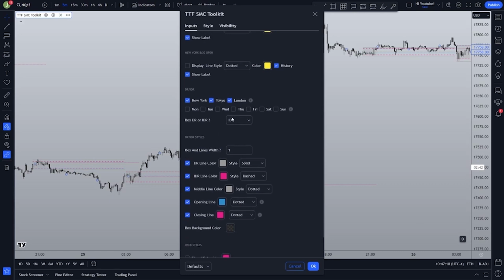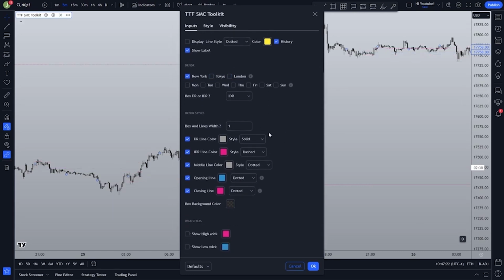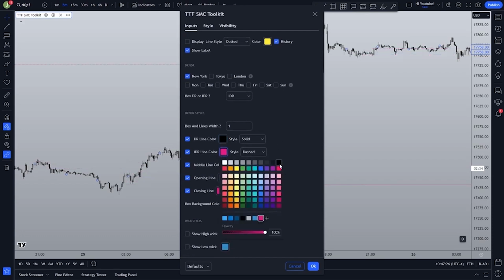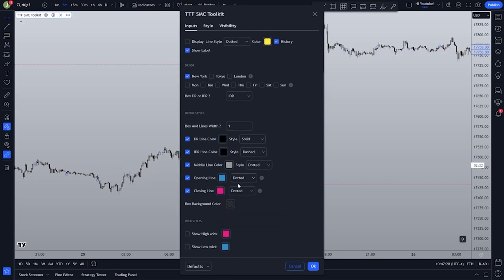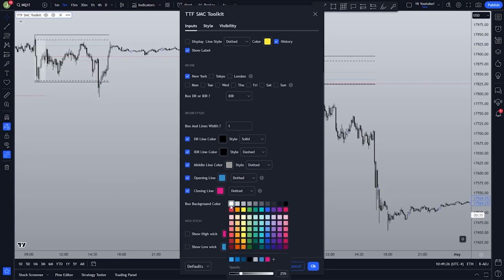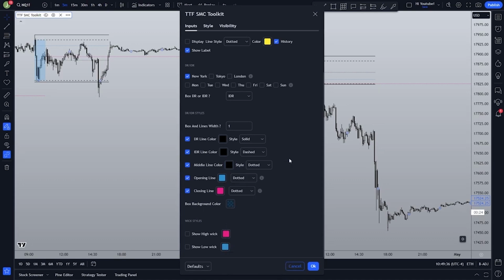DR stands for defining range, and it was popularized by a YouTuber called The Master a little while back. For now, let's just click on New York and leave the rest unchecked. In DR styles, you can change things to be whatever colors you want. I like making the actual DR and IDR lines very visible using just the solid and dashed lines, and the opening, closing, and midlines can be dots, but you do you.